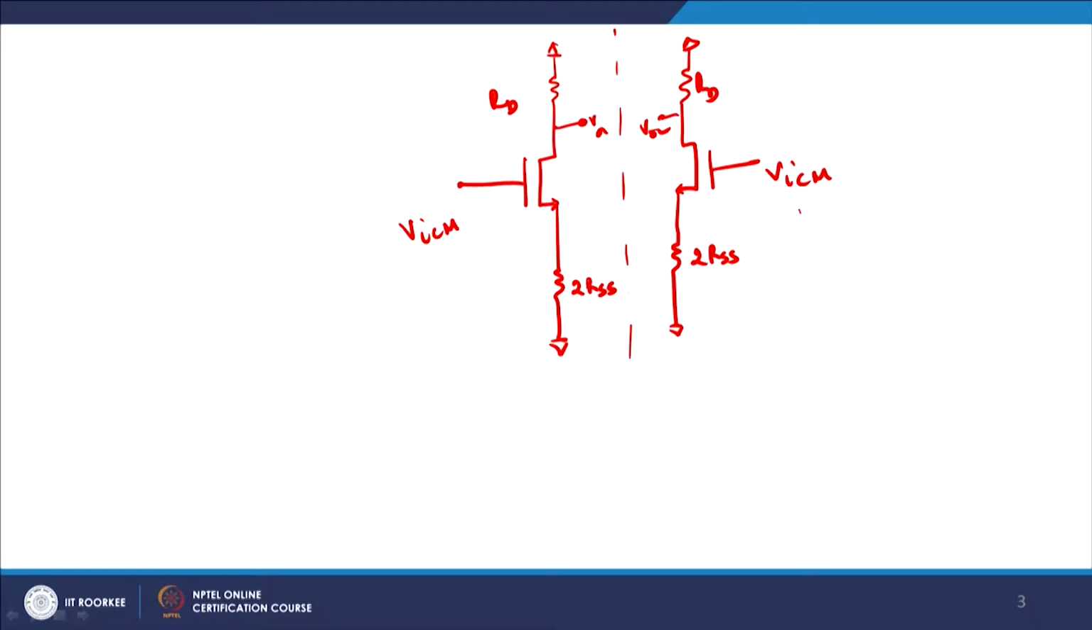So if I find out V01 by VICM, this will be equal to V02 by VICM, which will be equal to minus RD upon 1 by GM plus 2 RSS.